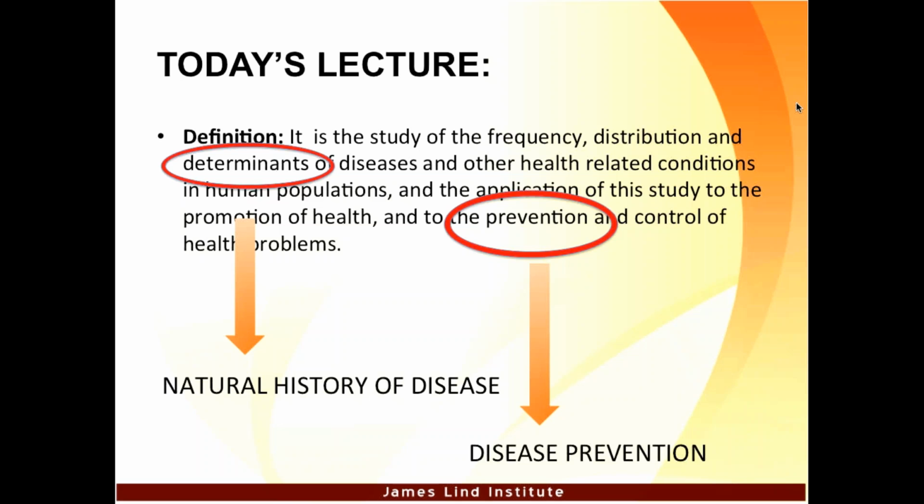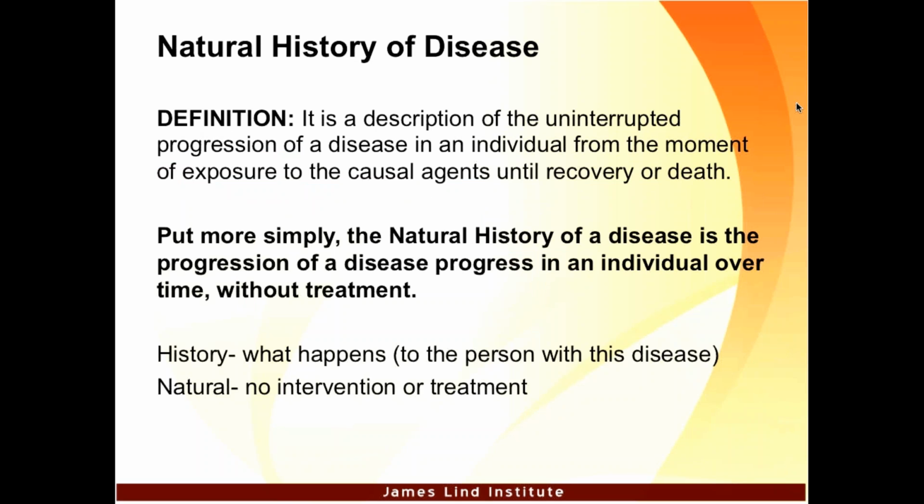So let's begin now with the natural history of disease. Again, our official definition is that it's a description of the uninterrupted progression of a disease in an individual from the moment of exposure to the causal agents until recovery or death. If we think about it very simply, this really refers to the progress of a disease in an individual over time without any treatment.